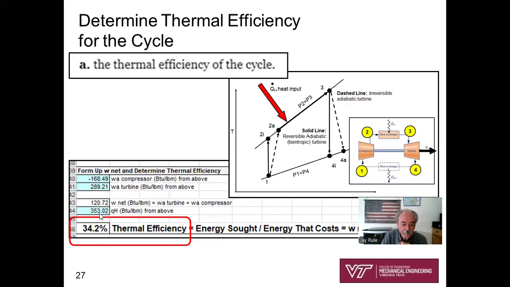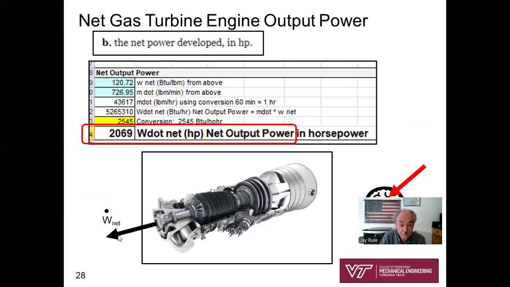QH, 353.02 BTUs per pound. Look, these units are consistent. So with consistent units, I can calculate the thermal efficiency, W net over QH, 34.2% thermal efficiency. Wow, I'm almost done.